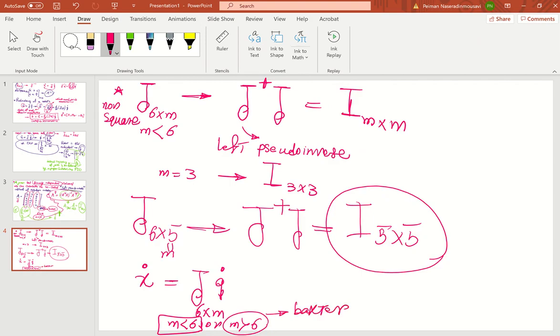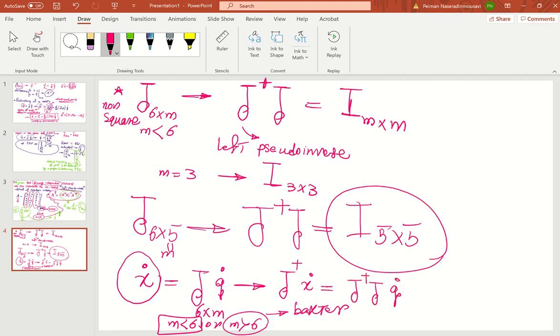So if I know this, and I have the desired trajectory of the vector, I have to use left pseudo inverse. I have to multiply both sides from the left. I have to say left pseudo inverse.